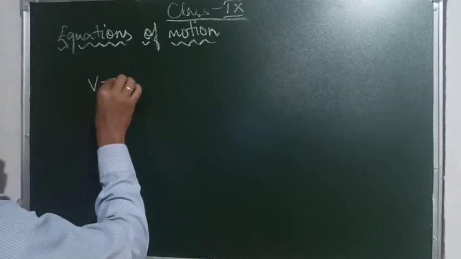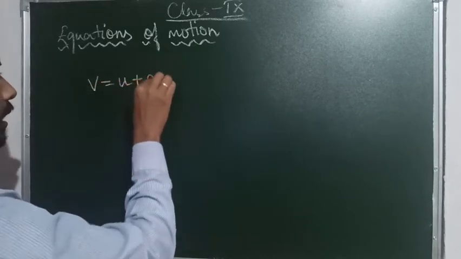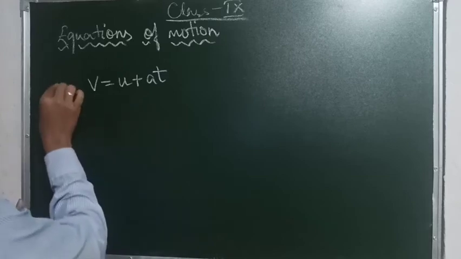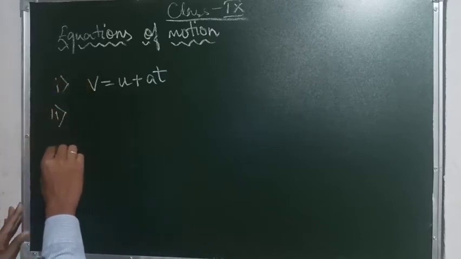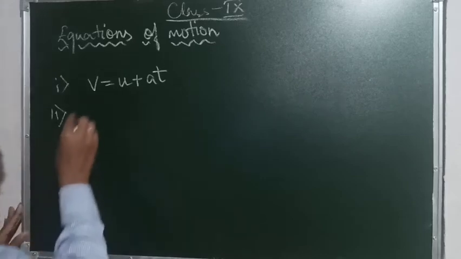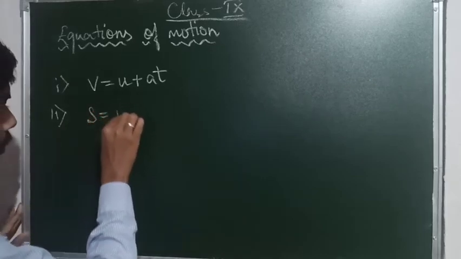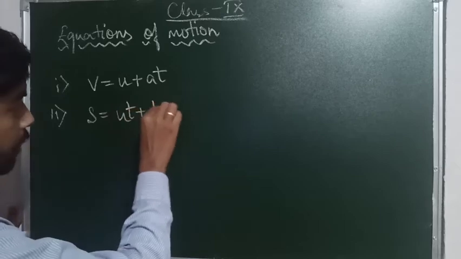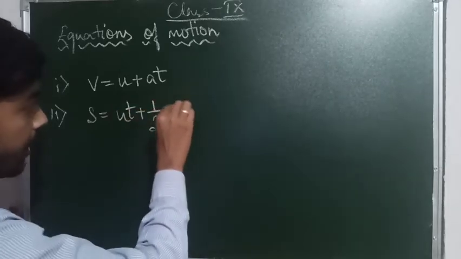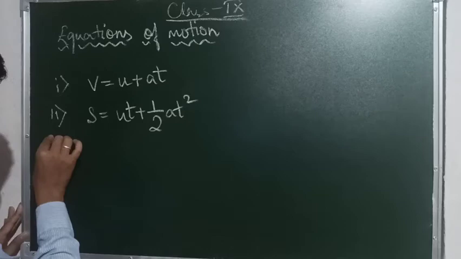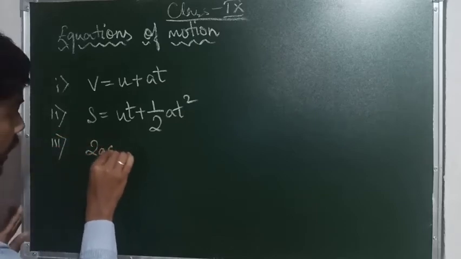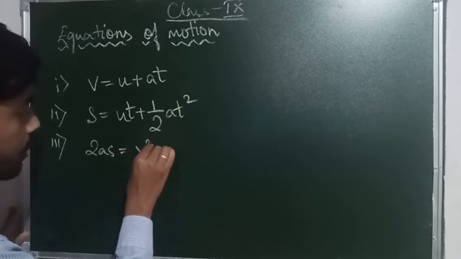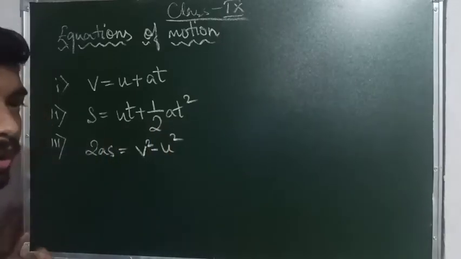These are: number 1, v equal to u plus at. Number 2, s equal to ut plus half at square. And number 3, 2as equal to v square minus u square.